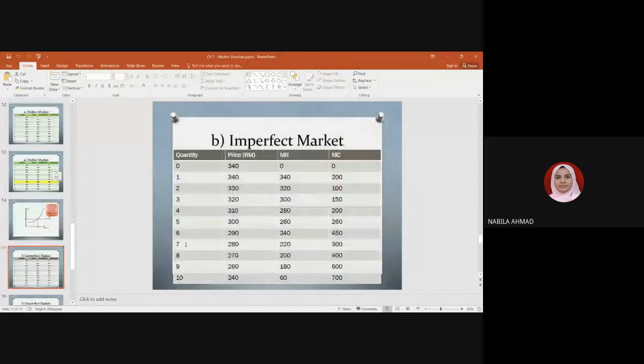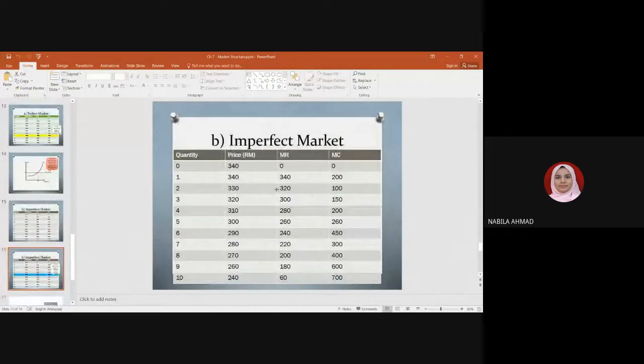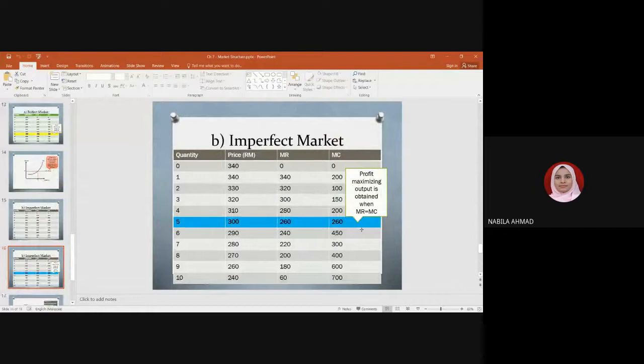Okay, sama juga untuk imperfect market. MR equals to MC, 260. Jadi profit maximizing price atau equilibrium price 300, profit maximizing quantity atau equilibrium quantity adalah 5 unit.